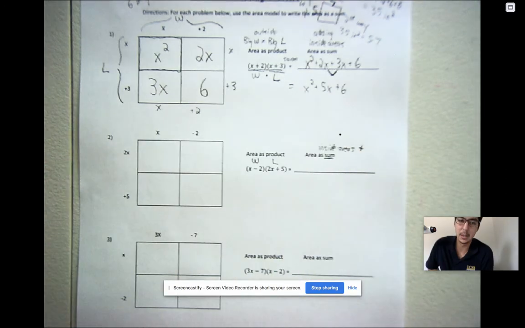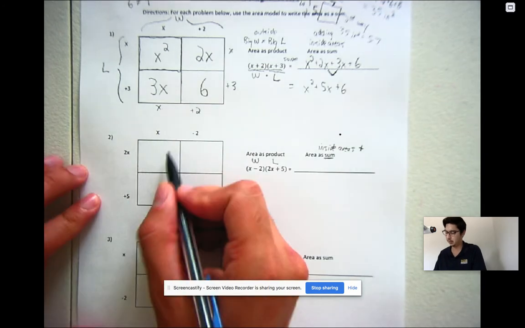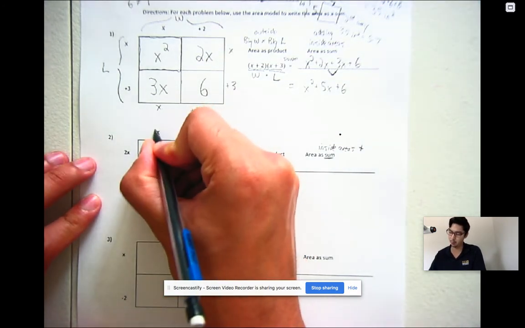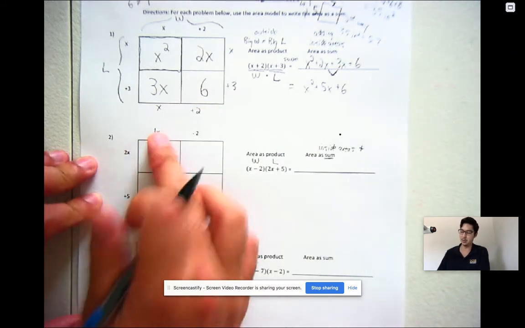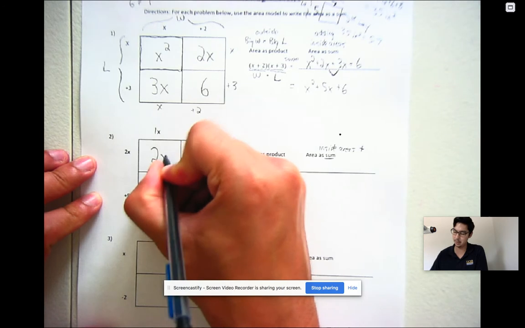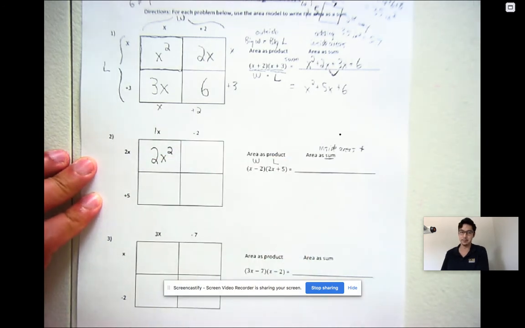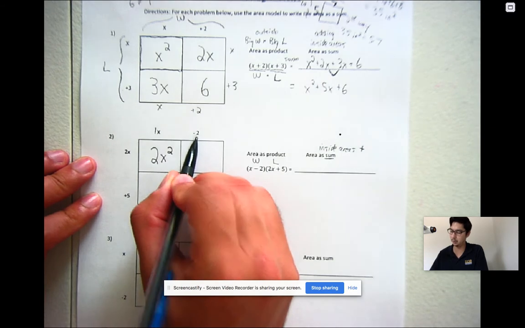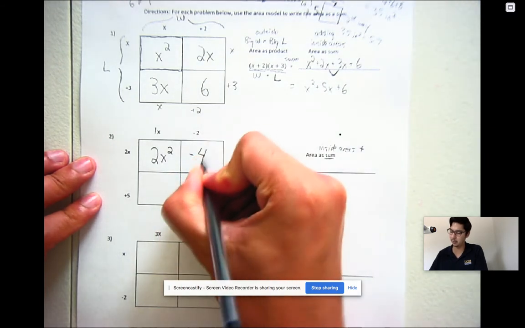Okay. So we look at the first one here. What's 2x times x? So that would be, and the number in front of x is like a 1. So with these, you just multiply the numbers. 2 times 1, which is 2. And then what's x times x going to make? X squared. Over here, we have 2x times negative 2, which is negative 4x.